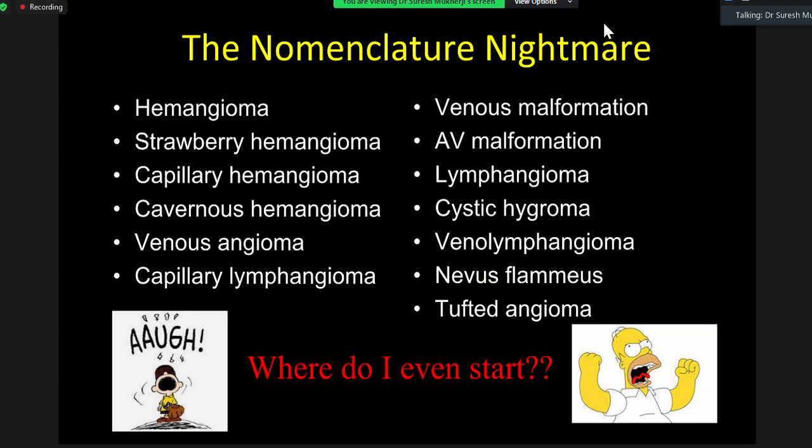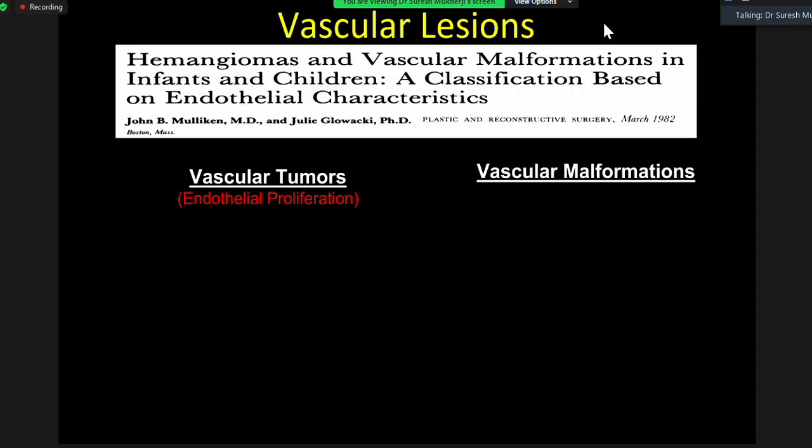So what I want to do is give you, number one, a historical perspective, and number two, an approach to all of these lesions, because they can be incredibly confusing. But on the other hand, if you have some type of construct, that's going to get you through 80% of the abnormalities. And the ones that you're not sure about, you can always ask a friend. But I think if you take this approach, this will get you through about 80%.